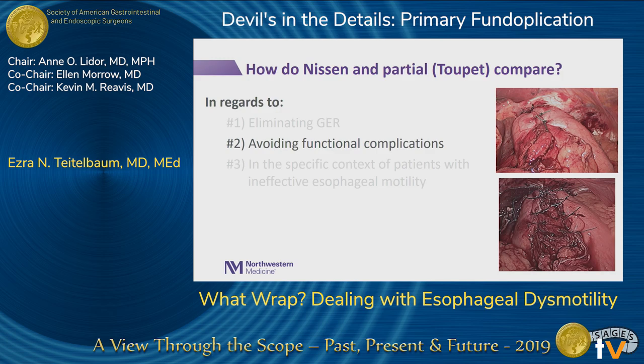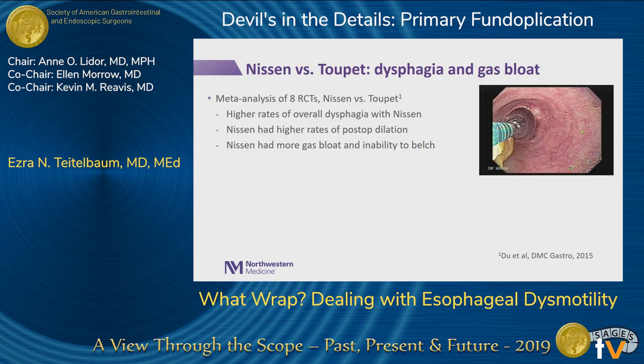So how do the two operations compare in terms of avoiding functional complications? I think something that's really important. That same meta-analysis showed that overall there were higher rates of dysphagia with the Nissen. However, those rates decreased over time. Patients needed more dilations after Nissen, and Nissen had more both gas bloat and inability to belch than toupee.